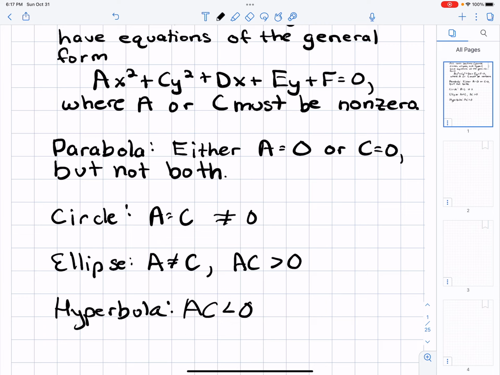Okay, so let's do this. Let's start looking at some situations where we're thrown an equation and we have to determine what kind of conic section we are working with and what the graph would look like.